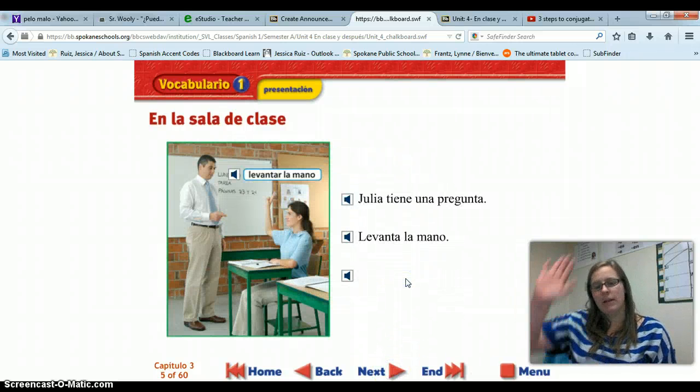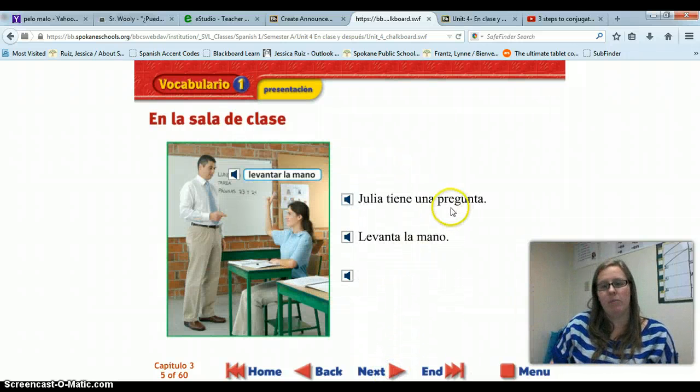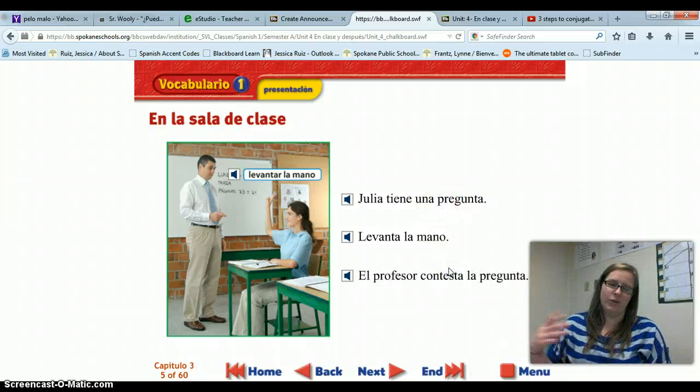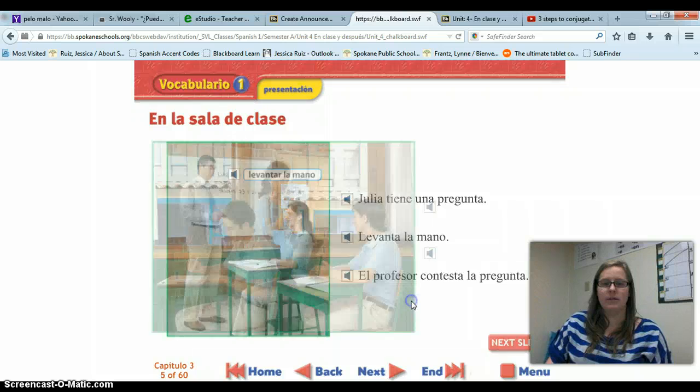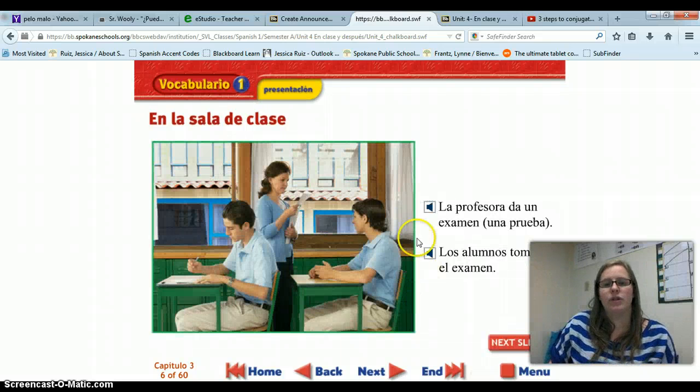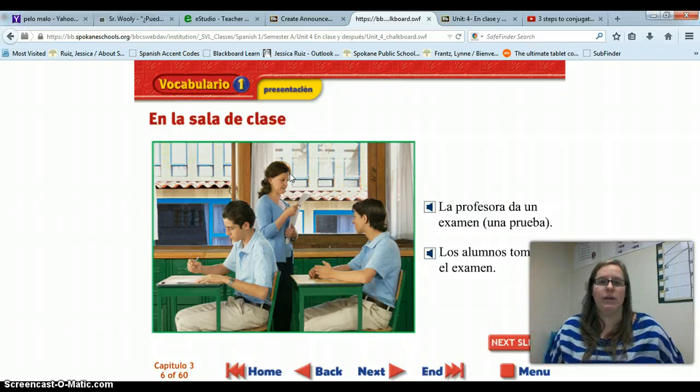So a little more vocab, levantar la mano, right? We have a pregunta is a question. You guys know that because we drill that a lot. Contesta la pregunta. So obviously the teacher answers the question. These are words that we've worked on a lot in class. So the teacher da un examen or una prueba. So those are synonyms. Los alumnos toman el examen. They take the exam.